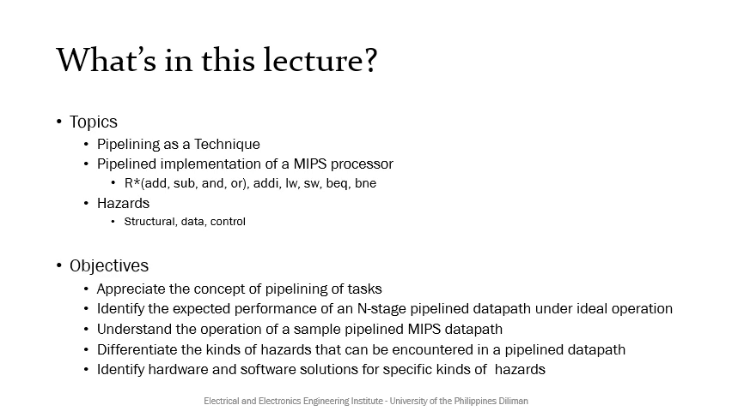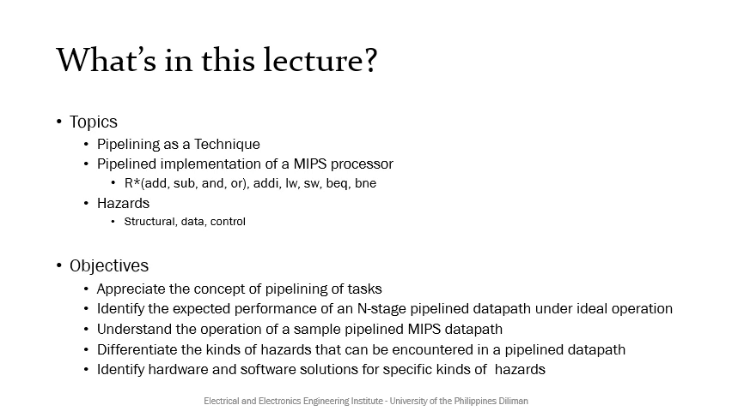First, pipelining as a technique and the motivation behind it. Second, a pipelined implementation of a MIPS processor, where we'll consider the same subset of MIPS instructions as we have been using in our discussion, but this time without the jump instruction. Lastly, we will also discuss hazards and the three types: structural, data, and control hazards, which must be considered in the design of pipeline data paths to ensure proper operation.